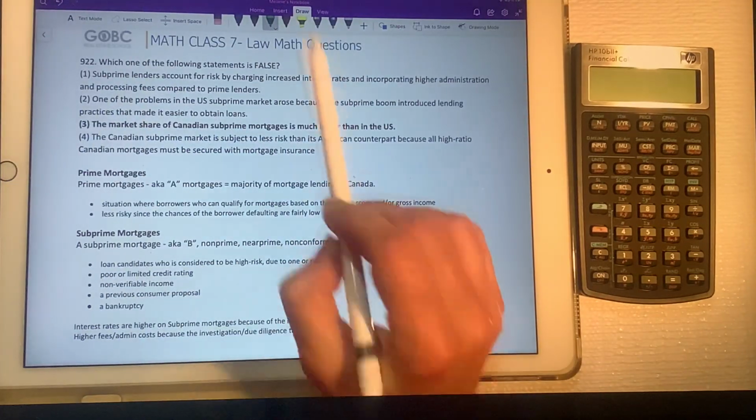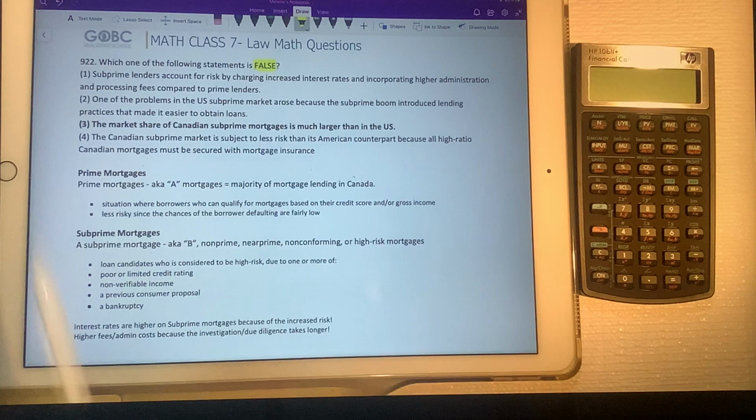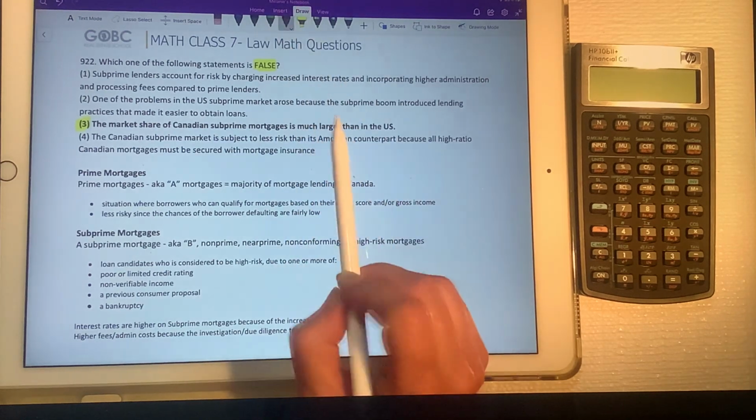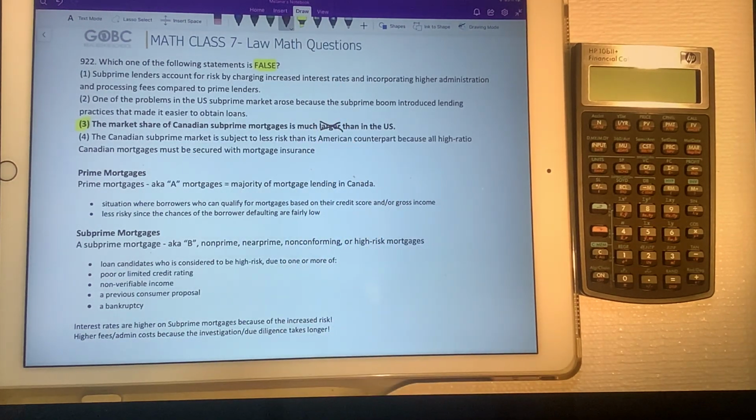Okay, so 922 is asking which one is the false statement. The false statement for this one is number 3. The market share of Canadian subprime mortgages is much larger than the US. The thing that's incorrect in that statement is that the share of Canadian subprime mortgages is actually smaller than the US. We have a lot smaller population than the US, so that in itself makes a lot of sense when we do the math kind of in our heads.